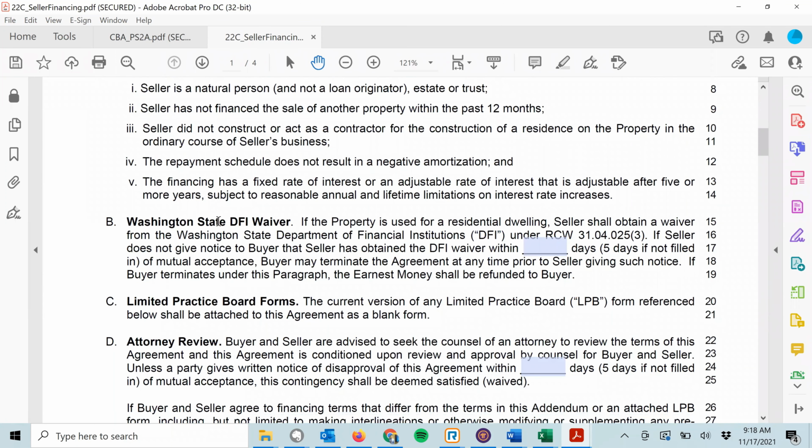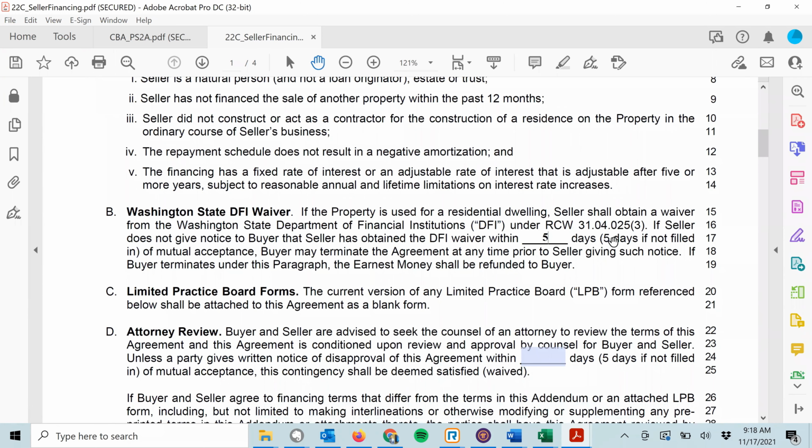Paragraph B, Washington State DFI waiver. If the property is used for residential, seller shall obtain a waiver from the DFI under RCW 31.04.025 subsection 3. Man, that's a lot to say, isn't it? If seller does not give notice to buyer that seller has obtained the DFI waiver, right? So if you don't know in any of these forms what sort of time frame to fill in, go ahead and use the default language.